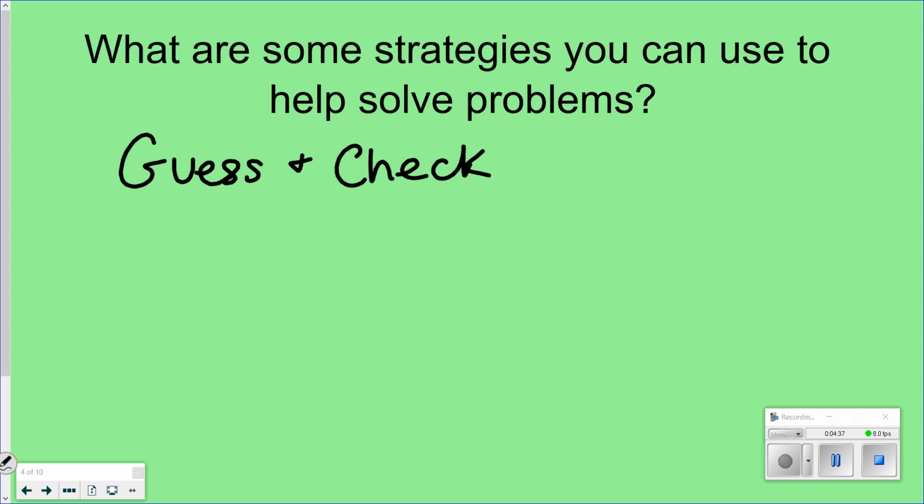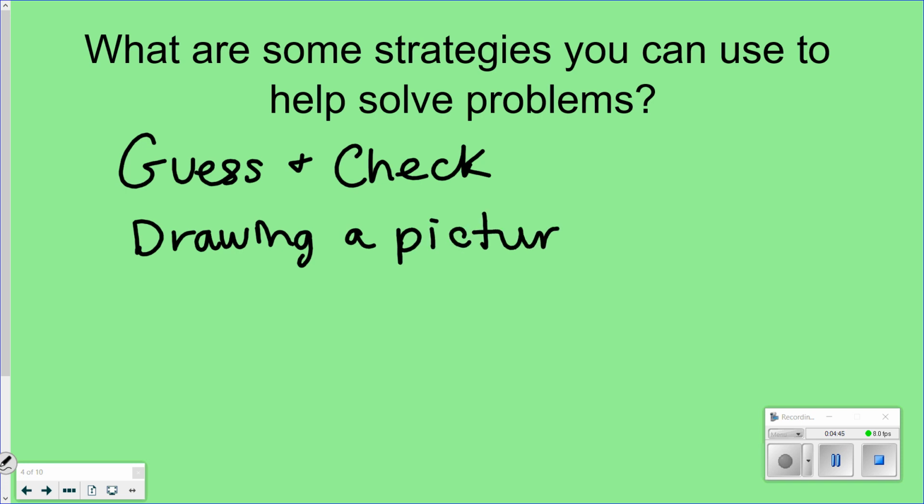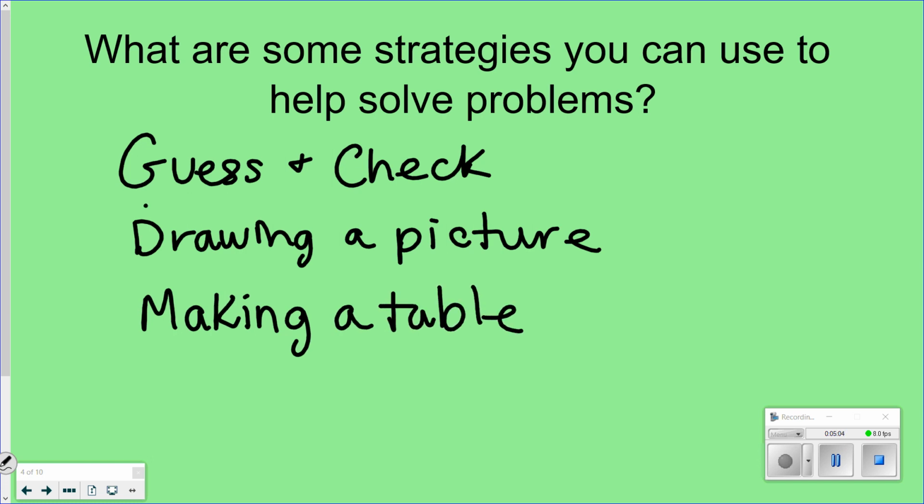Some other strategies are drawing a picture. I love drawing a picture. That's one of my favorite ones for problem solving, if it makes sense. I'm a visual person. I like to see. Another thing is making a table. And this kind of goes along with the drawing, kind of goes along together.